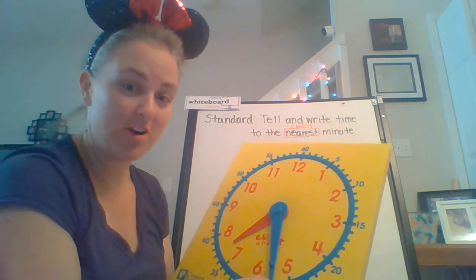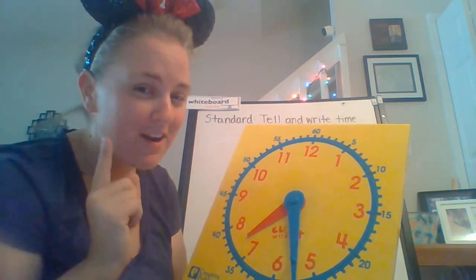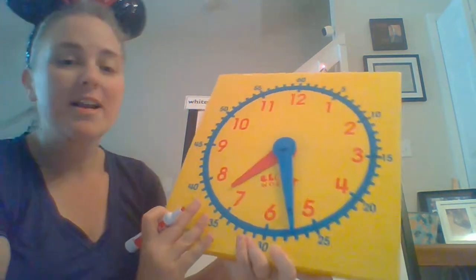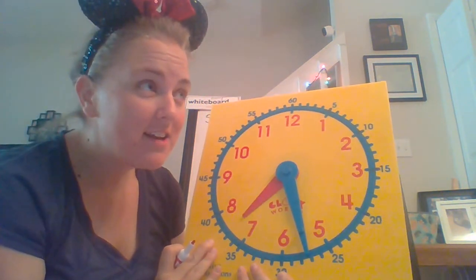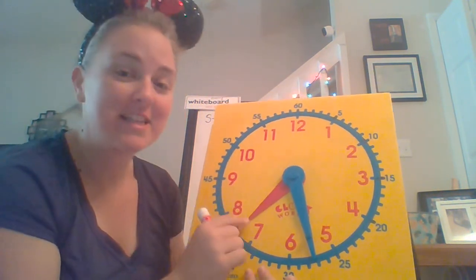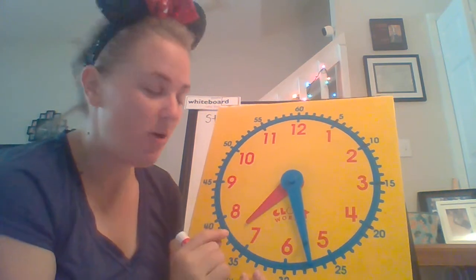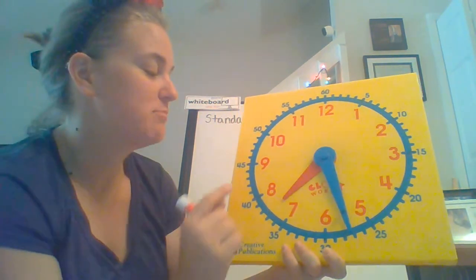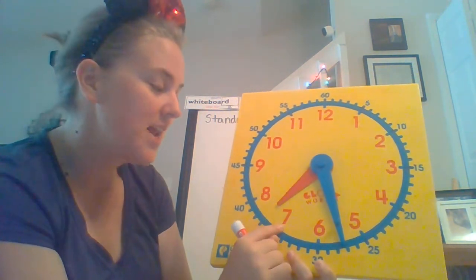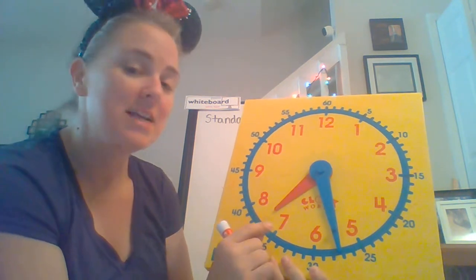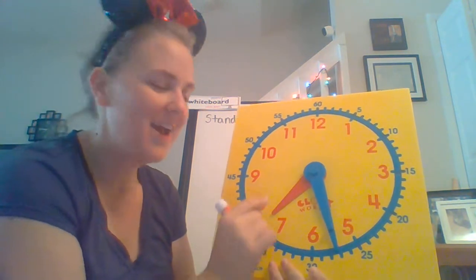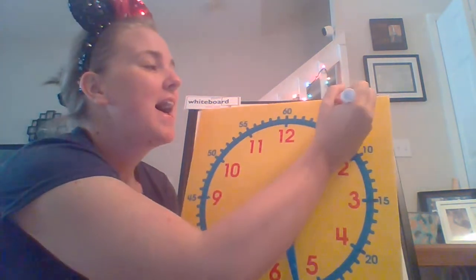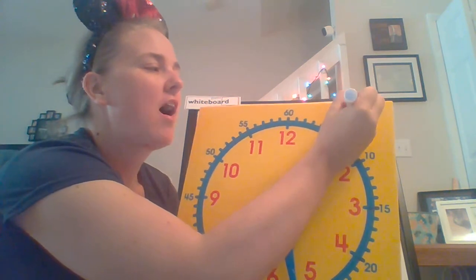Ooh, I'm going to make it a hard one this time because you're super smart and I know you can do this. So right now, my hour hand, which one is the hour hand? Yes, the little hand is the hour hand. So my hour hand is between the 7 and the 8. So that means that my time is after 7 o'clock, but before 8 o'clock. So I know my hour is 7 o'clock.